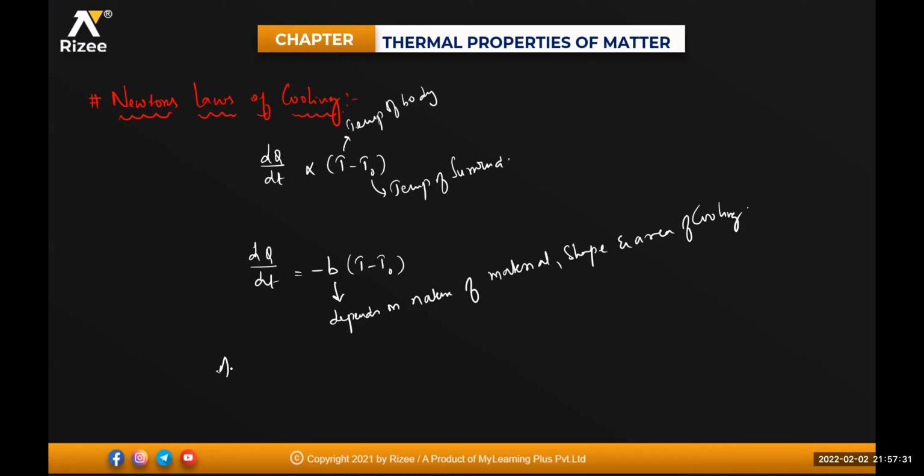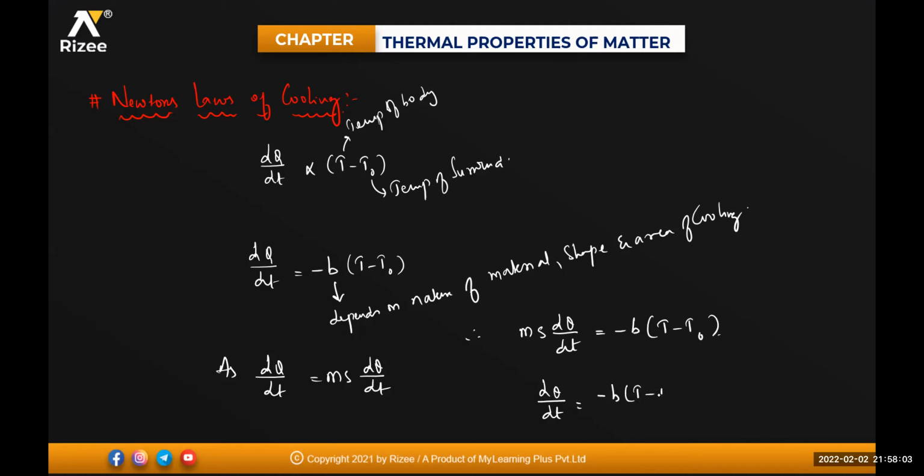Now, as dq by dt is equal to m into s into d theta by dt, I can write here right now dq by dt will be equal to how much, beta? Therefore m into s into d theta divided by dt will be equal to minus b into T minus T naught. That means d theta divided by dt is equal to minus b into T minus T naught, divided by mass into specific heat. So the rate of cooling is inversely proportional to mass as well as specific heat.